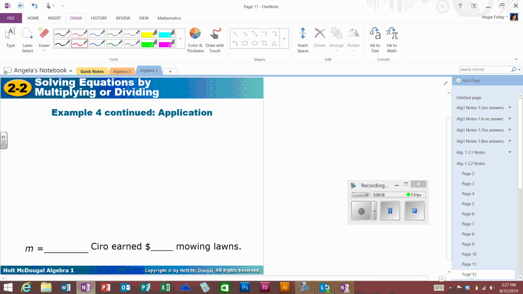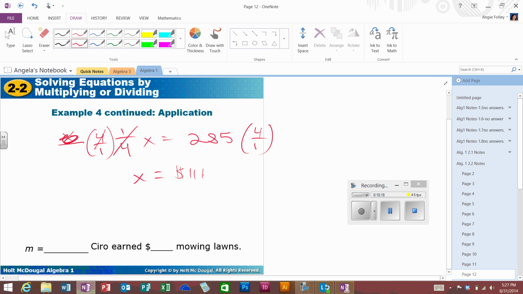I go on to the next slide. So we have 1/4 x is equal to 285. We're multiplying by the reciprocal. So x will be equal to $1,140. So he earned $1,140 mowing lawns.